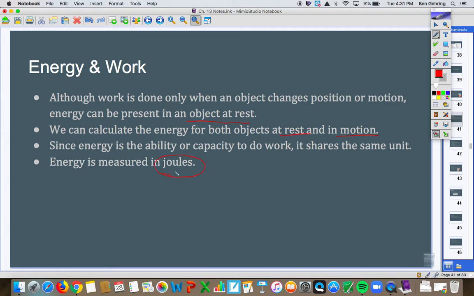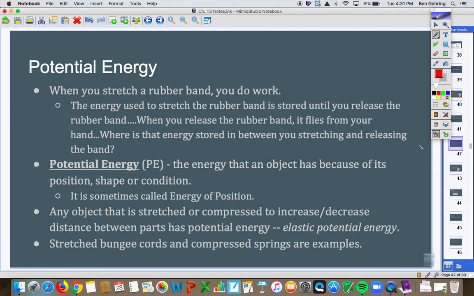One last piece from this. It's measured in joules. So energy is in joules, capital J. All right.